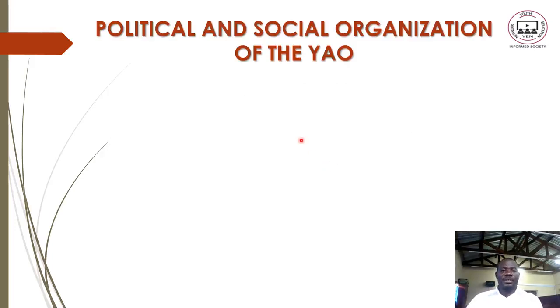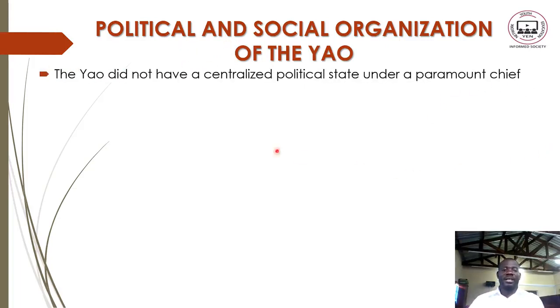Now, let us look at the political and social organization of the Yao. The Yao did not have a centralized political state under a paramount chief. Remember that one. It's a point to note that they did not have a central political figure to say this one is the overall leader of the Yao. That's why we have seen that they could even attack each other. The Machinga Yao attacked the Mangochi Yao and dispersed them somewhere else.